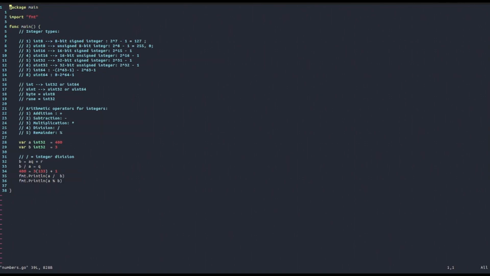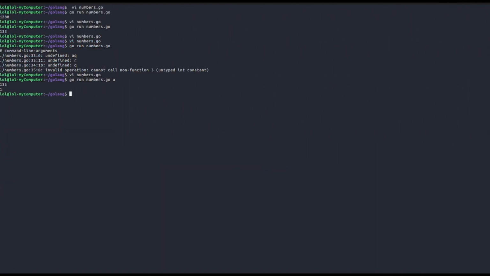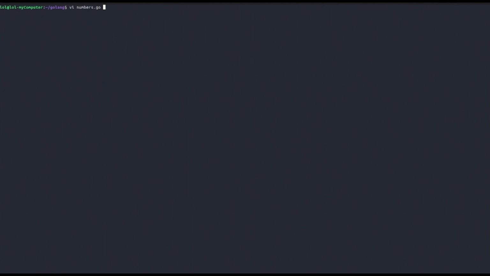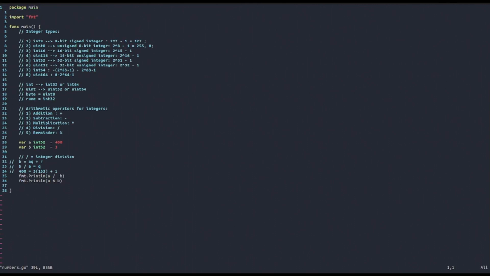Oh yeah, sorry, I forgot to comment those lines out. So with this set, and as you can see, we get 133 and 1, as expected. So with this, we have seen the most important arithmetic operations for integers.